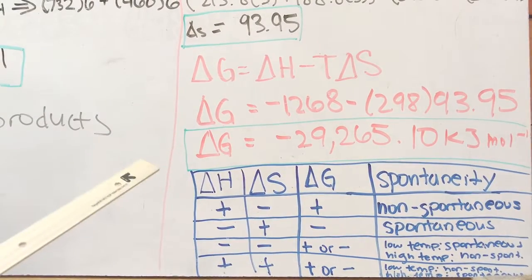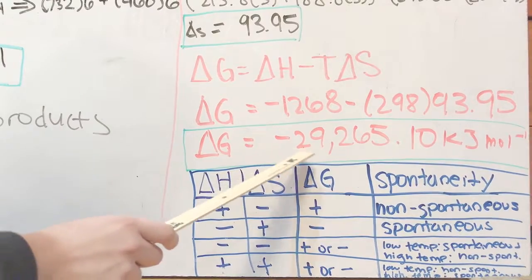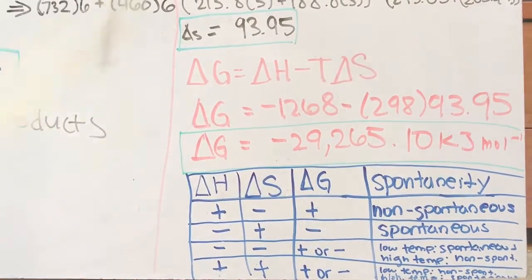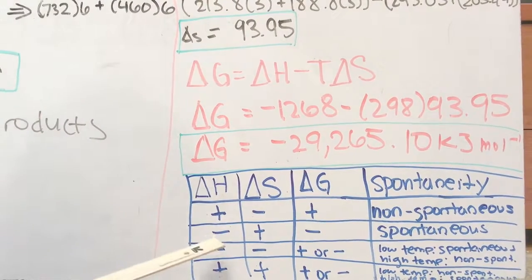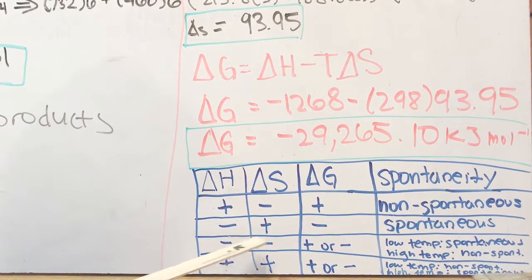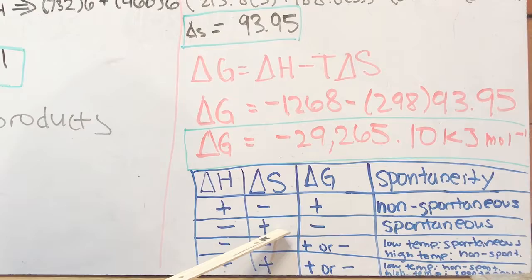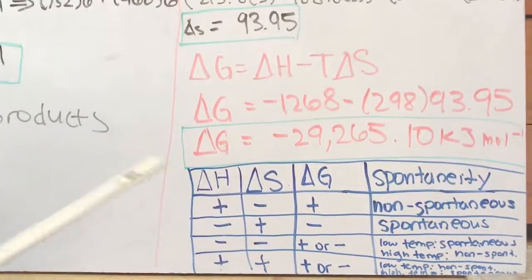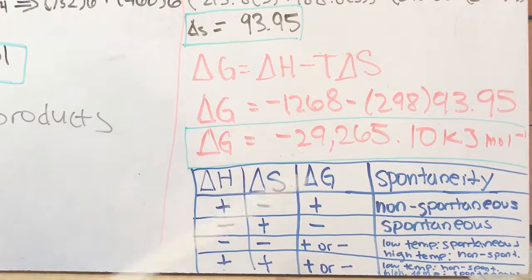Then you should get a final value of negative 29,265.10 kilojoules per mole. And as you can see down here, when delta H is negative and delta S is positive, delta G should also be negative, and our calculations are correct, which means that it is spontaneous.